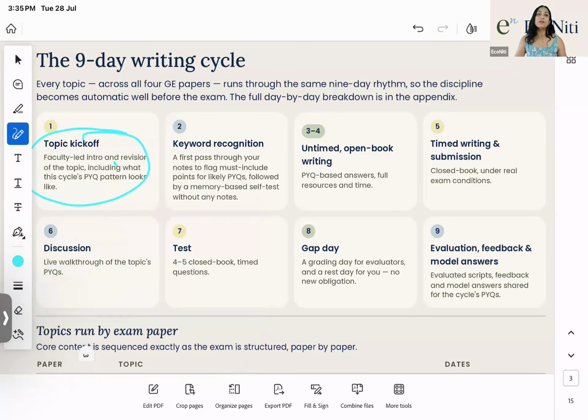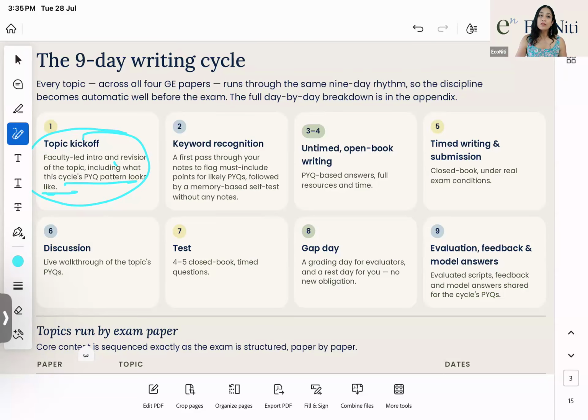Every 9-day cycle, the first day will be what the topic is, brief revision, how to revise, what all things to cover, as well as we'll just see what kind of PYQ pattern is there for this particular topic. That will be day one.